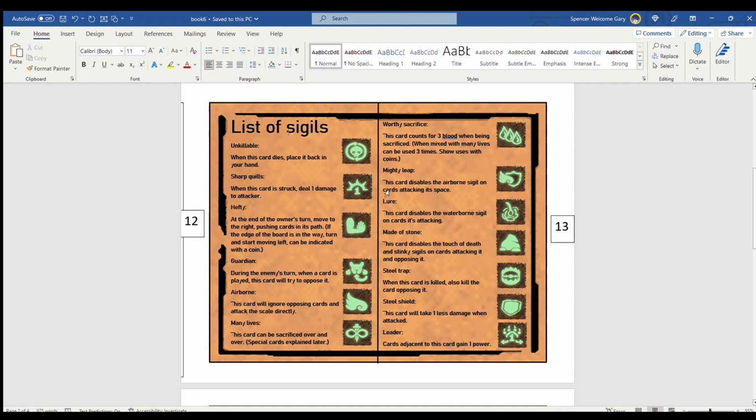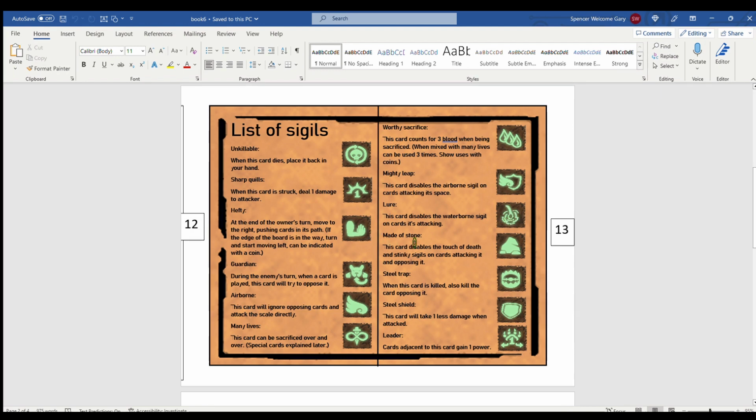Mighty Leap. This card disables the airborne sigil on cards attacking its space. So basically, if this sigil is in front of your opposing card, that sigil will be cancelled out and it will just attack the card that has Mighty Leap on it. Lure. When a card with this sigil attacks, it disables the waterborne sigil on the card it's attacking. So basically, it's the exact same as airborne, except it'll take the card that's going underwater out of the water and attack it.